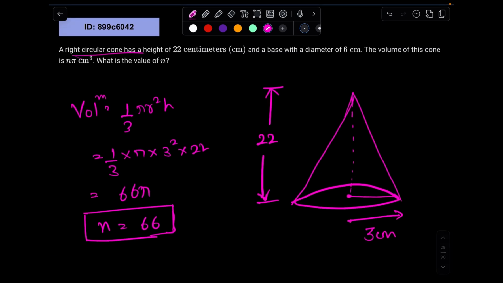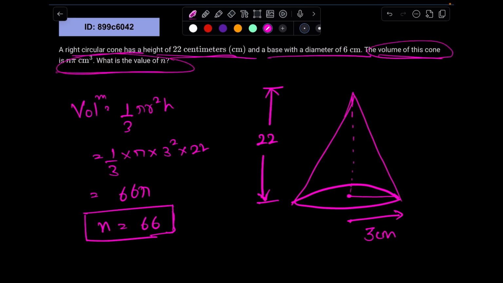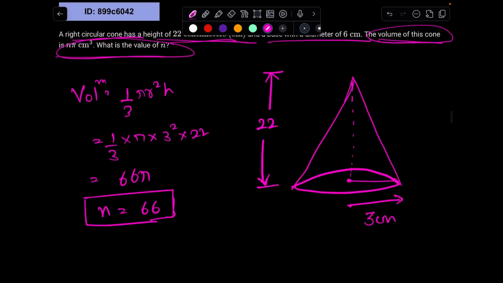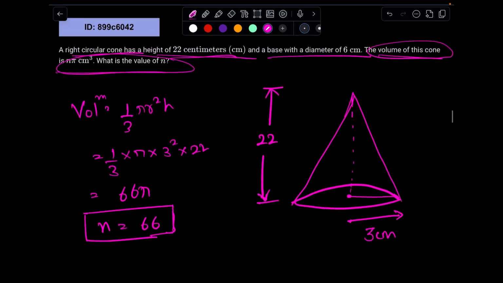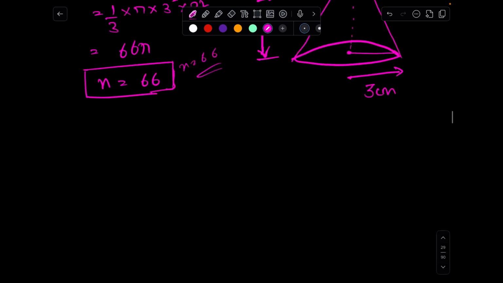So a right circular cone has a height of 22 centimeters and a base with diameter 6 centimeters. The volume of this cone is n pi centimeter cube. What is the value of n? The volume of a cone is pi r square h by 3. The height is 22 and r is 3 centimeters. So input the values, solve, and we get 66 pi. So n is equal to 66.